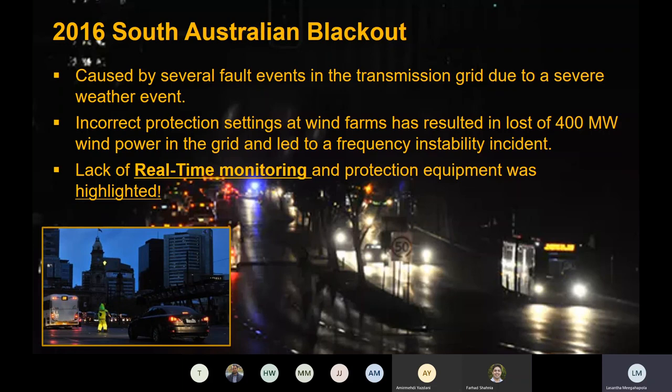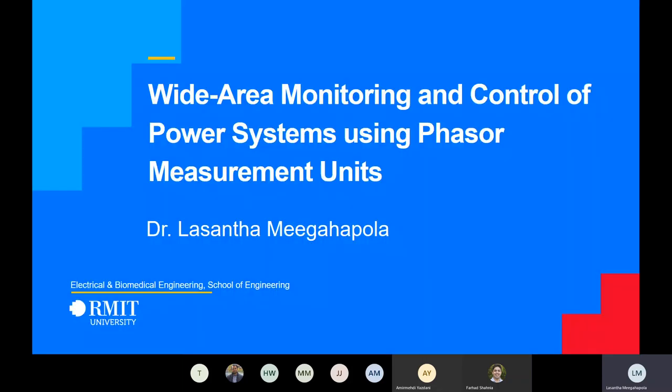So especially when it comes to the frequency monitoring, the reports highlight the precise frequency monitoring at different points of the network. So also, at the end of the day, the importance of wide area monitoring based on real-time data was highlighted. So having said this, my presentation today is on wide area monitoring and control of power systems using phasor measurement unit technology.